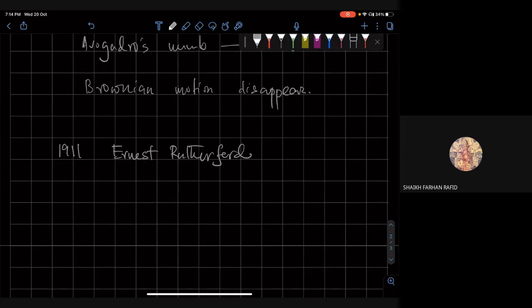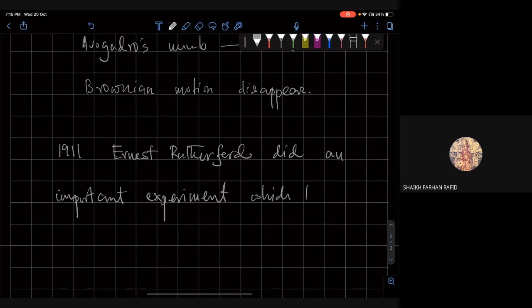So, okay, so in 1911, Ernest Rutherford did a series of experiments, did an important experiment, which helped establish the structure of the atom, okay?